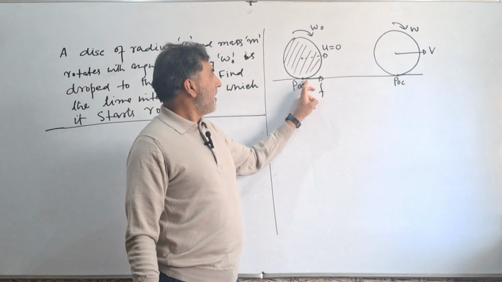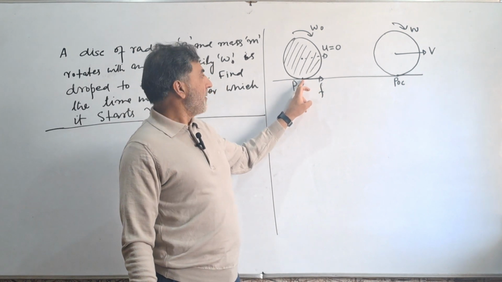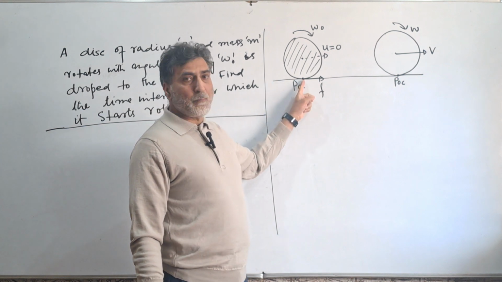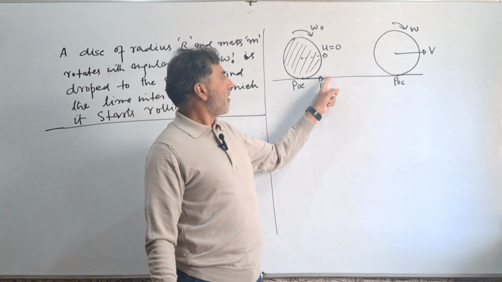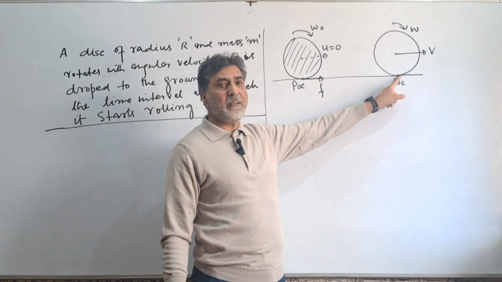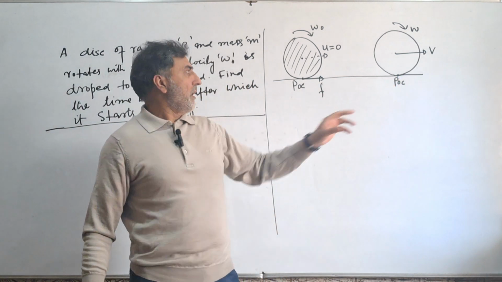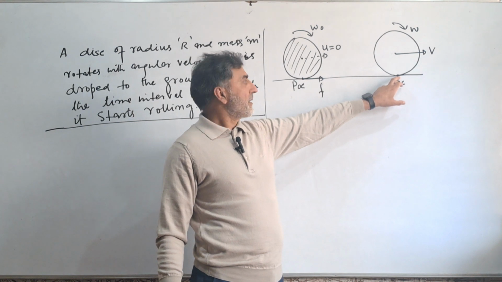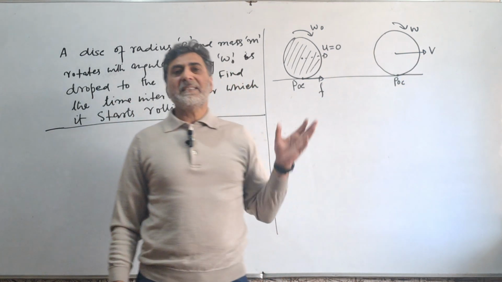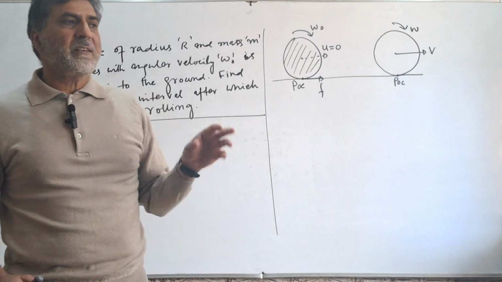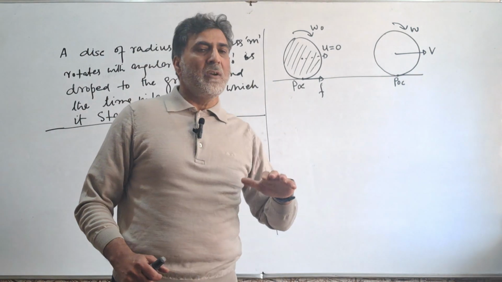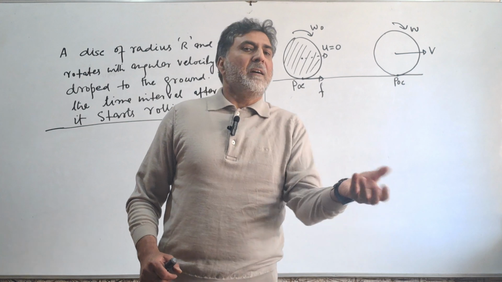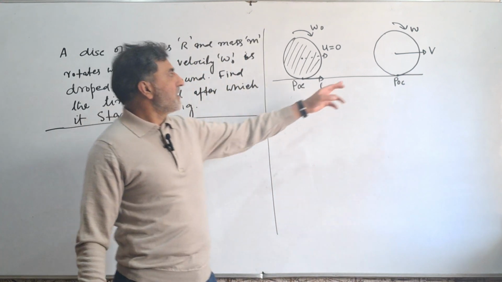And when it rubs with the ground, this point of contact, which has a velocity in the back direction, the velocity of this point of contact will reduce, but it goes on rubbing, and finally at this point the point of contact will have zero velocity. The moment this point of contact has zero velocity, the body starts rolling. There is a condition for rolling. The moment the point of contact has zero velocity with respect to the surface on which it moves, the body starts rolling. So rolling starts from here.